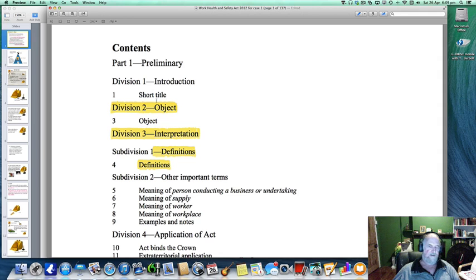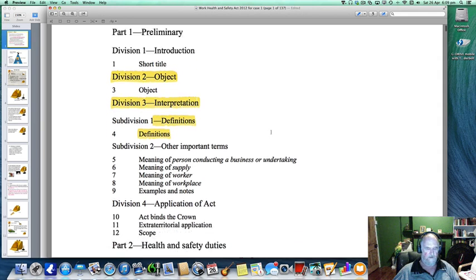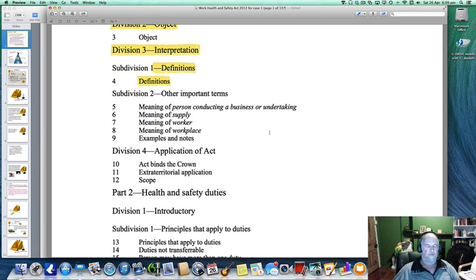The Division 1 introduction, a short title, you don't need to worry about too much. It doesn't really mean anything. Subdivision 2, other important terms, is obviously going to be very important too because it has in it meaning of person conducting a business or undertaking. Meaning of a worker, that's going to be important. Meaning of a workplace, and they've got examples and notes at the end of that as well.